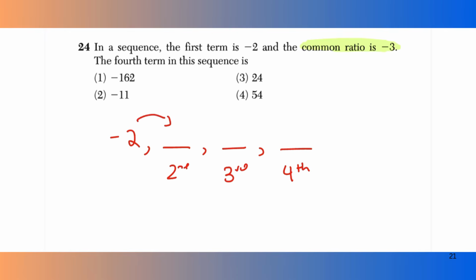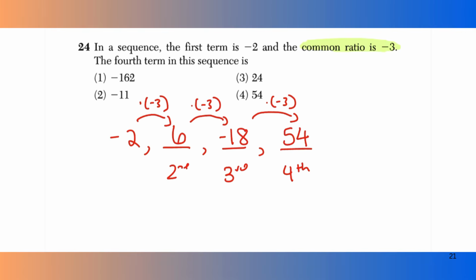So -2 times -3 will get us to the second term. So that's going to give us a +6. +6 times -3 is going to get us to the third term, which gives us a -18. And then finally, -18 times -3 is going to get us to the fourth term, which gives us a +54. So 54 is my fourth term.